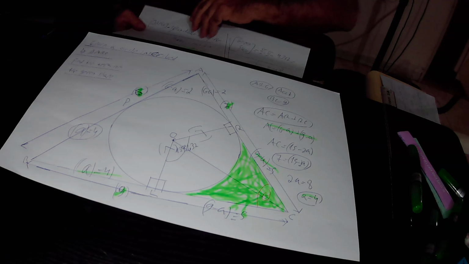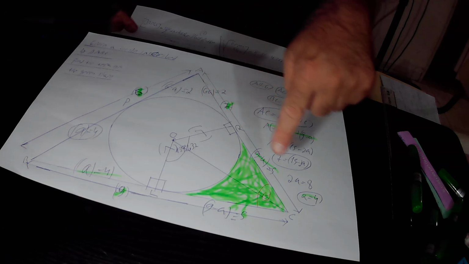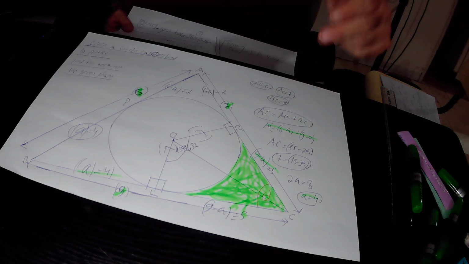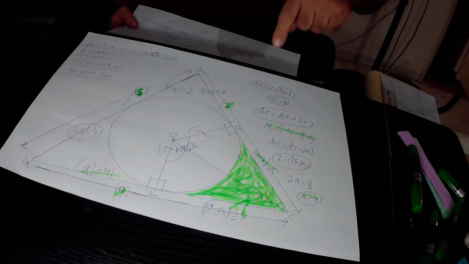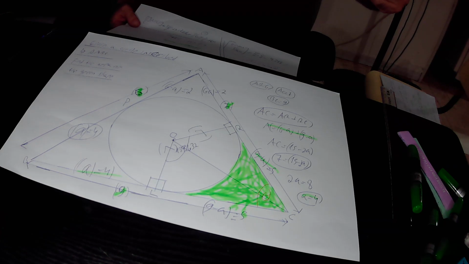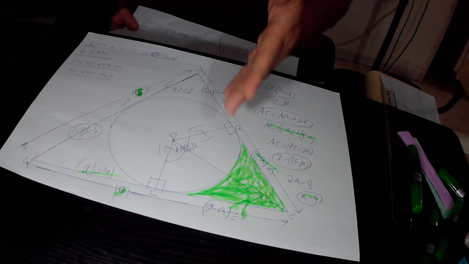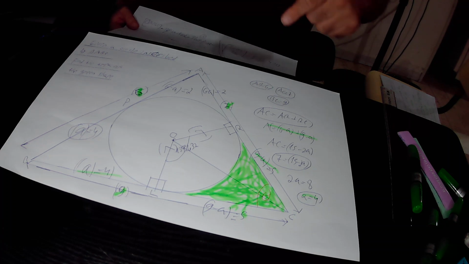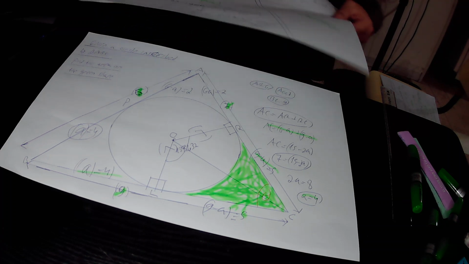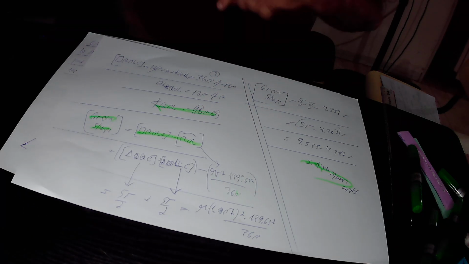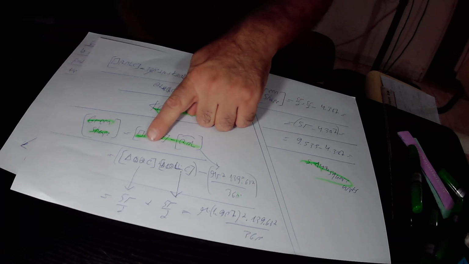What is the area of this right triangle QOC? The area of any triangle equals the base times the height over 2. We choose the base as QO, that is R, times the height QC, that is 5, over 2. So in total, the area of triangle QOC equals 5R over 2.